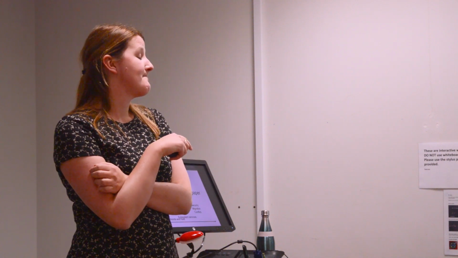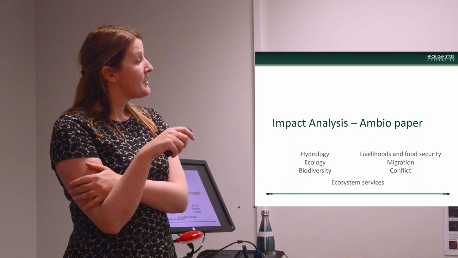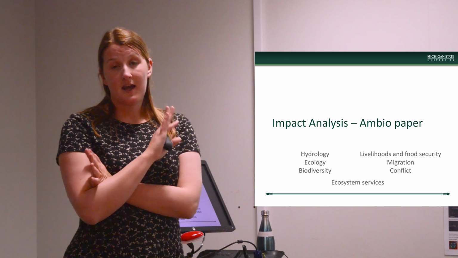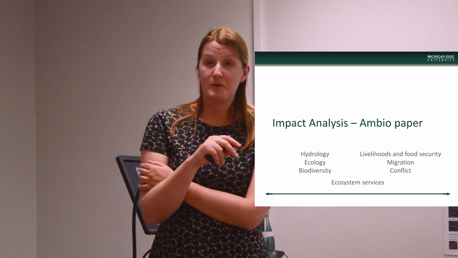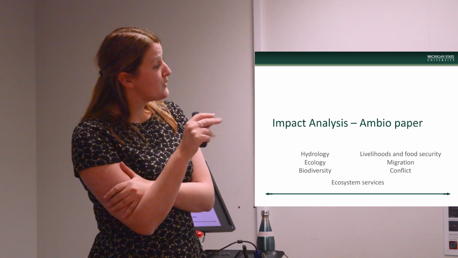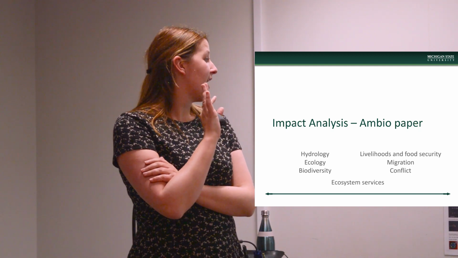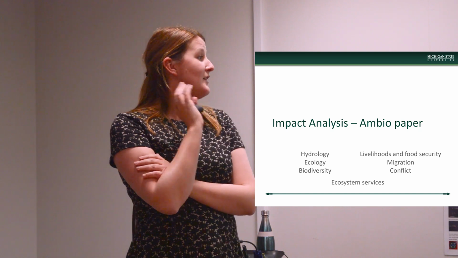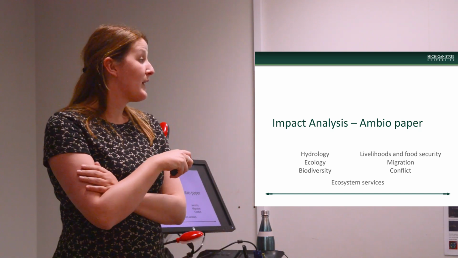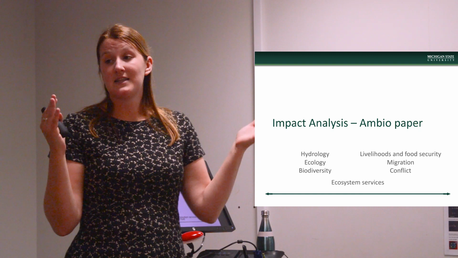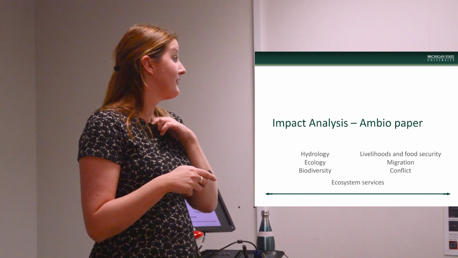So I'm going to talk to you a bit about the broad strokes findings from that paper, but then I'm going to say, well, what were the research questions and what did we study in our research project for the last 18 months. So on the environmental side, we had hydrologists, ecologists, and people studying biodiversity. On the social side, we had a lot of focus on livelihoods and food security, with migration and conflict as well, and then an ecosystem services lens to bring all of that together.